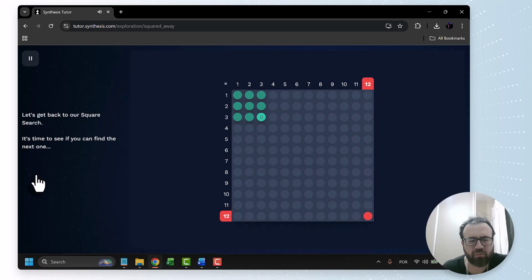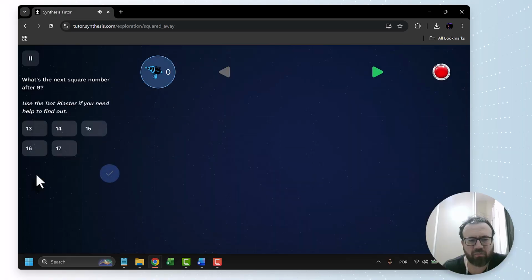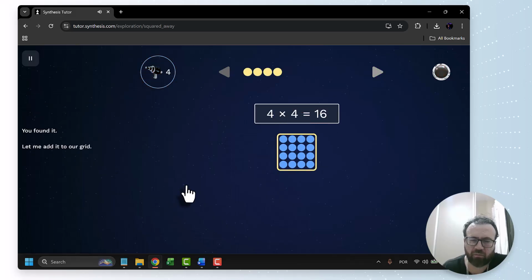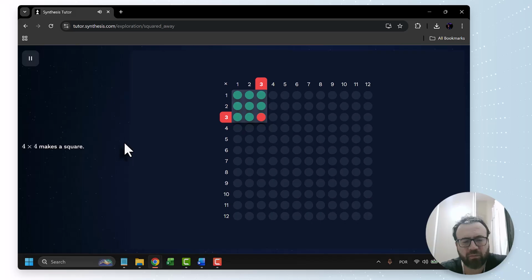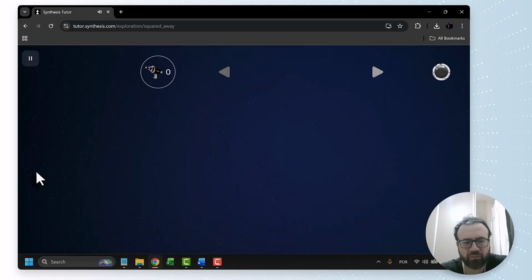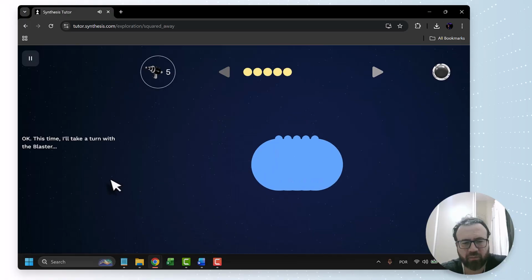Let's get back to our square search. It's time to see if you can find the next one. What's the next square number after 9? Use the dot blaster if you need help to find out. You found it. Let me add it to our grid. 4 times 4 makes a square. 16 is the next. Okay, this time I'll take a turn with the blaster.